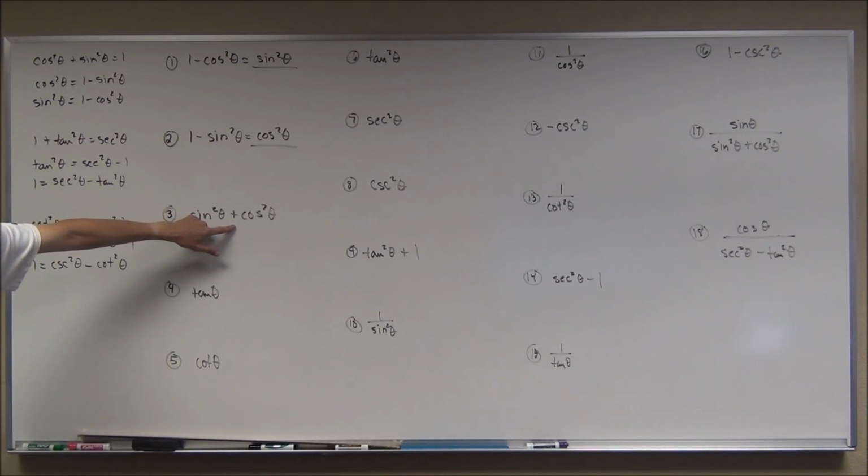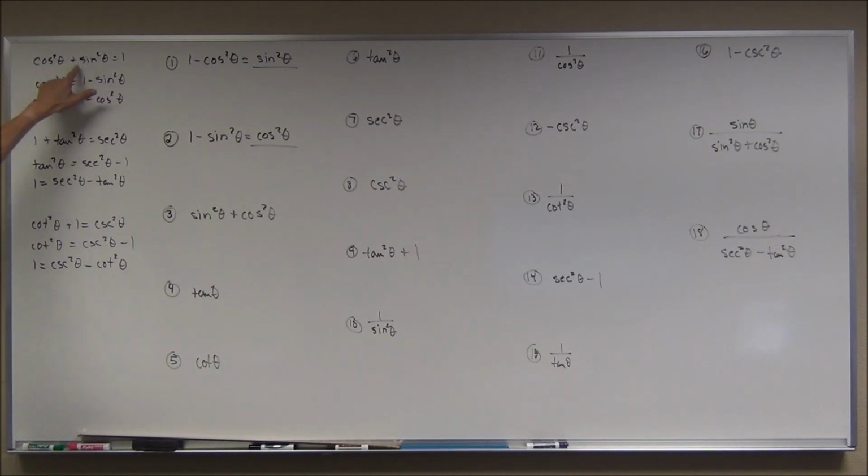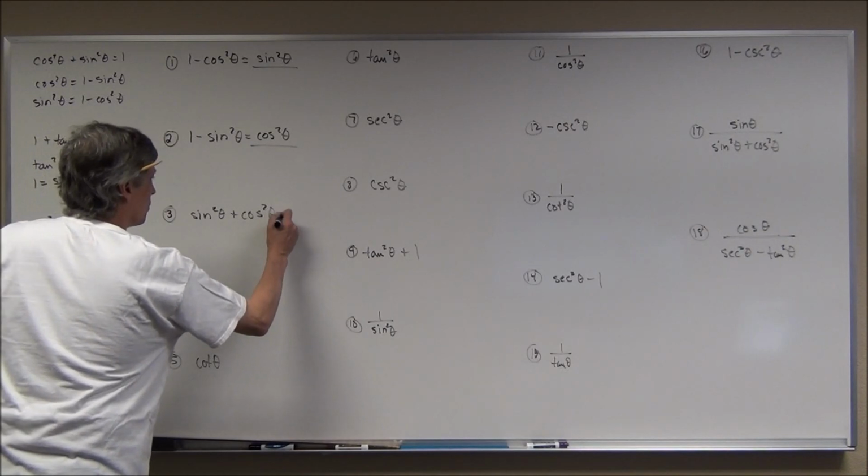Sine squared theta plus cosine squared theta. That's this guy here. And now I know they put the sine first. Some books write the sine first. I'm not sure why. But addition is commutative, so it doesn't matter which order they're in. It's equal to 1. So this is equal to 1.